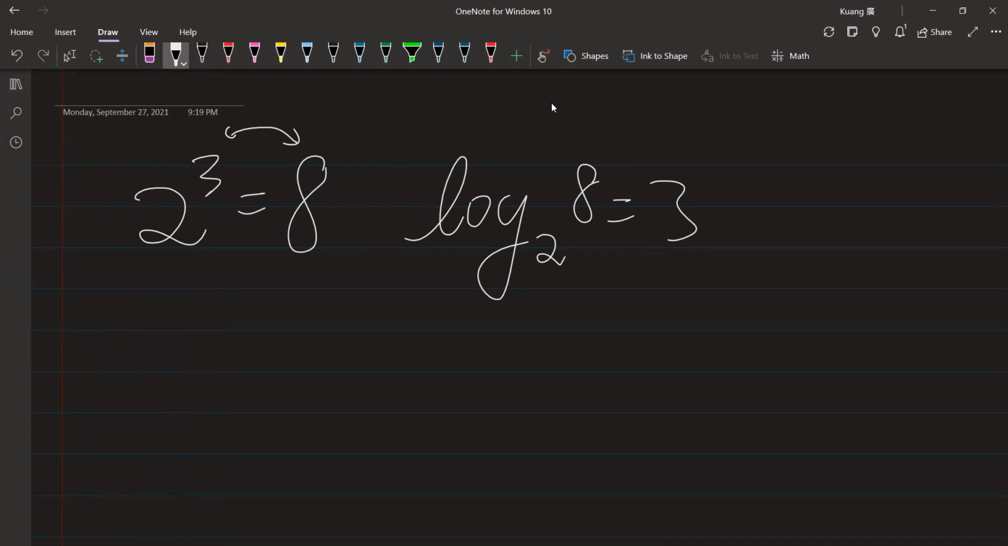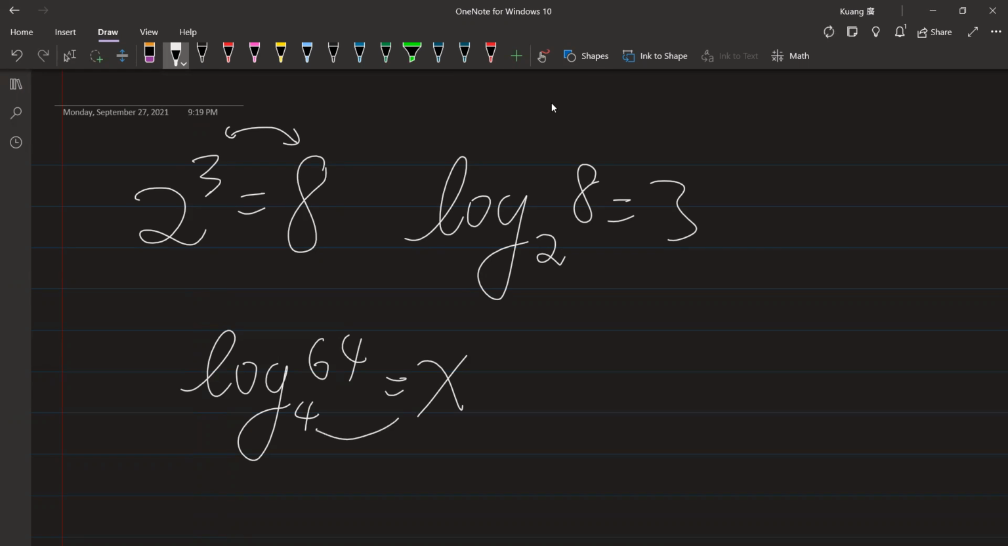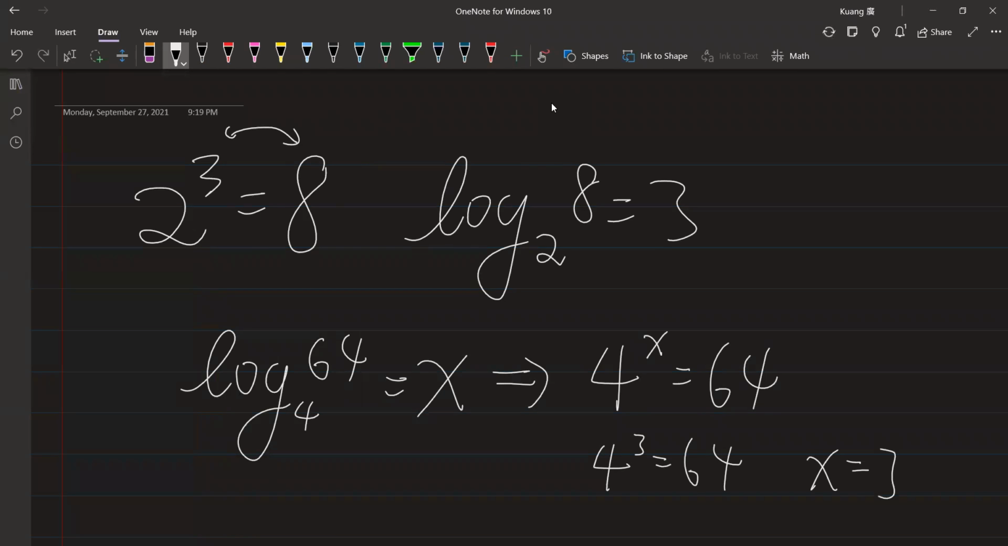What if I want to find, for example, log base 4 of 64 equals x? What I should think is 4 to the what power equals 64. First of all, you have to change into the format you're familiar with. So you can write 4 to the power x equals 64. And because 4 cubed equals 64, x equals 3. Right?